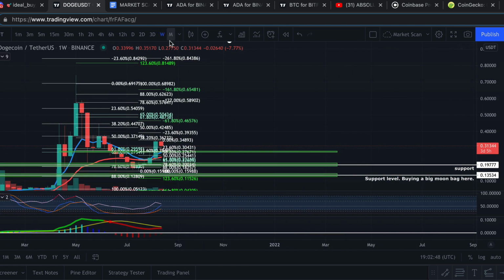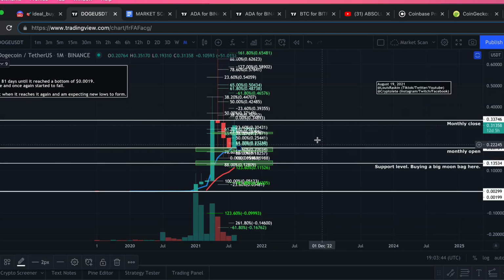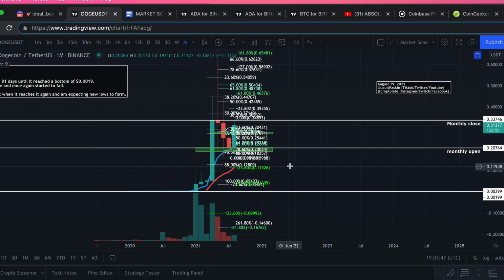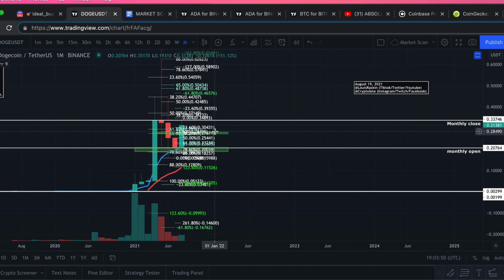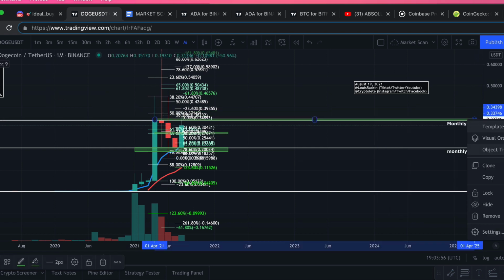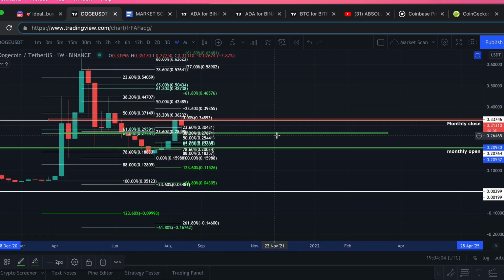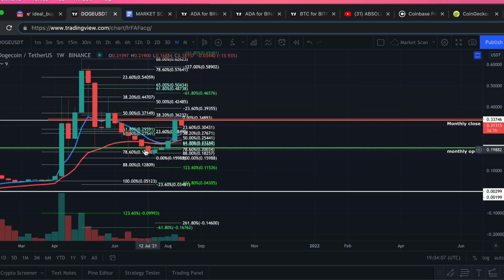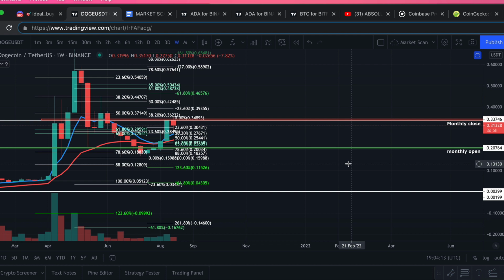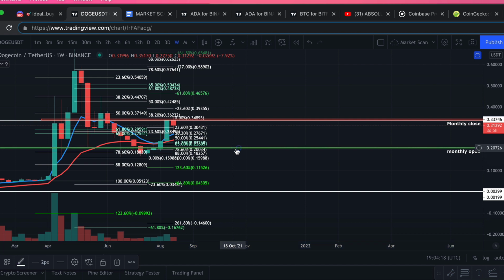Okay, let's go to Doge. Go to Doge on the monthly. All right, so we have the monthly open down there. We have the monthly close right there. Let's go down to the weekly. Yeah, I'd say this is a pretty decent area. Literally all up in here is a good area to long if it ever comes back down.